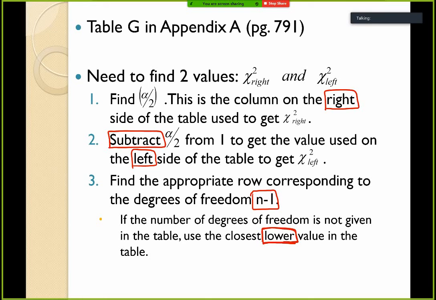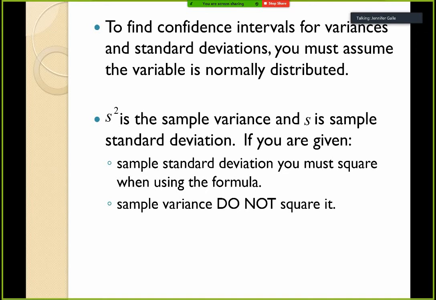When we're finding those confidence intervals, and I know this part is already filled in on your sheet for you, but it's something that I want to make sure we talk about. When you're finding confidence intervals for variances and standard deviations, you must assume the variable is normally distributed. You're going to see S squared in the formula. I just want to make sure we hit on these symbols again. I know I assessed you on them last chapter. I just want to make sure we keep bringing it back.